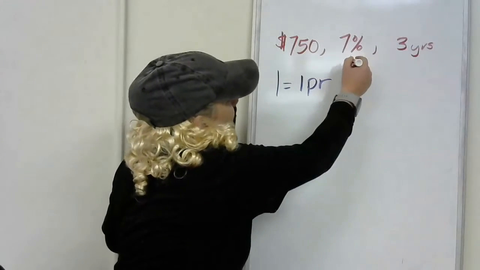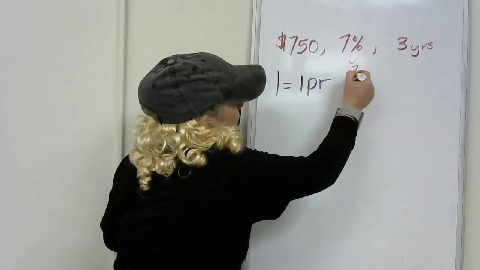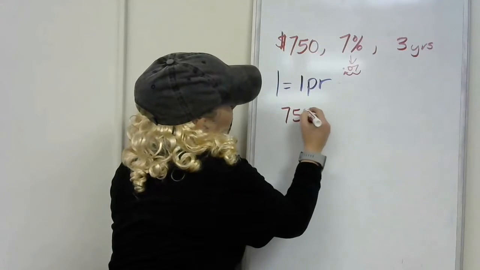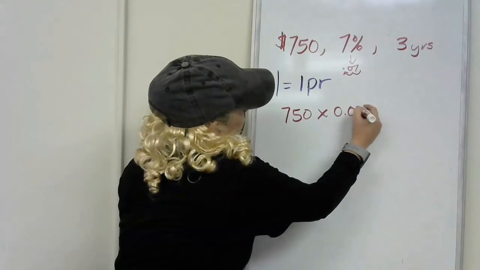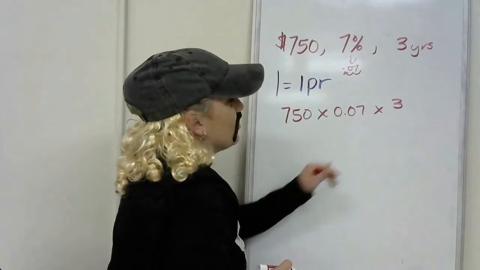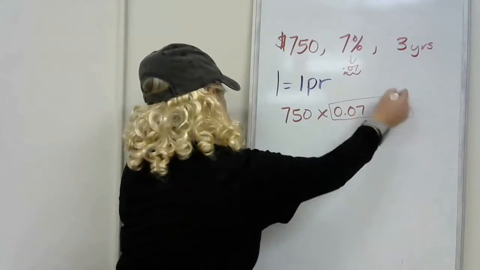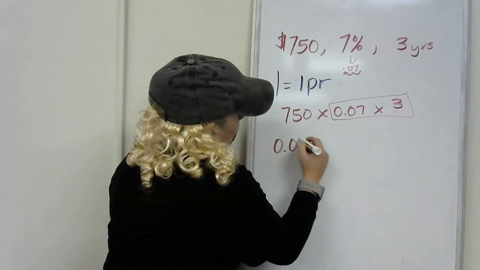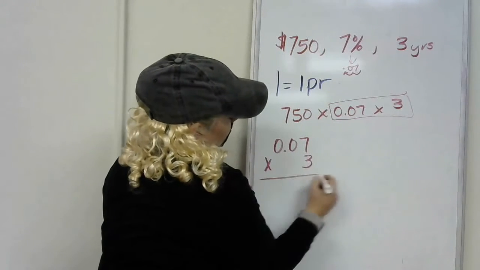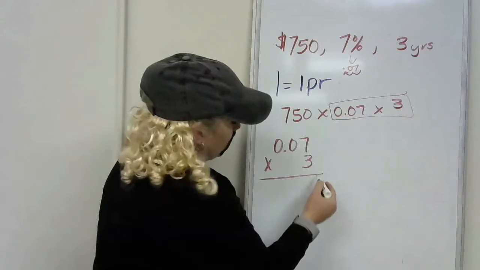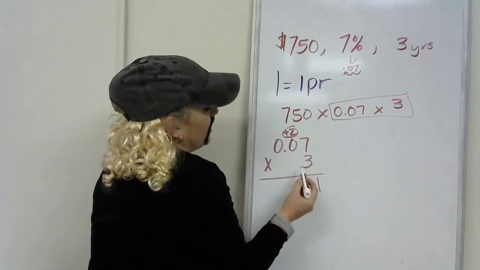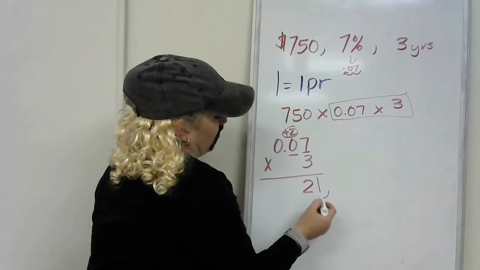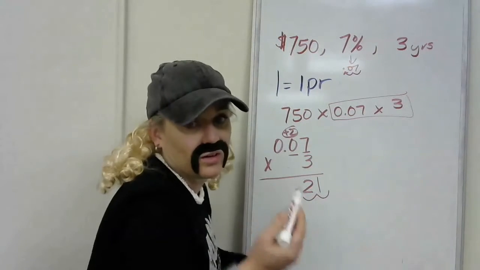We're going to have to turn this 7% into a decimal, just like last time. Two places, 0.07. So now we're going to do 750 times 0.07 times the 3 years. We're going to multiply these two first. That's going to be the easiest to me. So we have 0.07 times 3. 7 times 3 is 21. The 1 can stay, but that 2 has to go. 0 times 3 is 0, plus 2 is 2. So that's 21 cents, or whatever you want to call it.